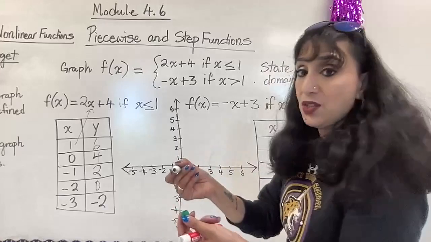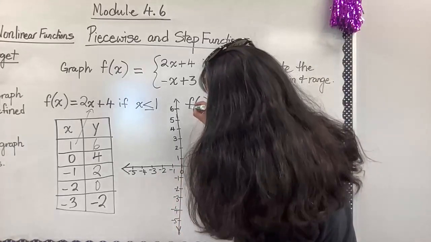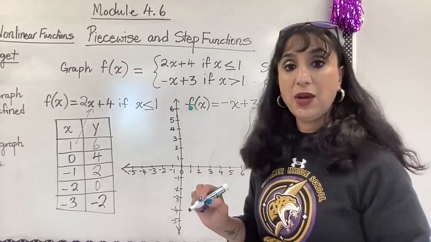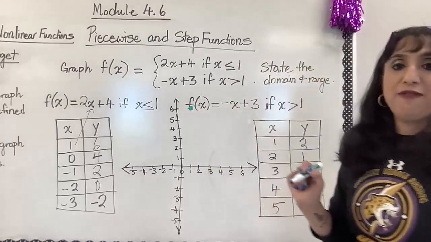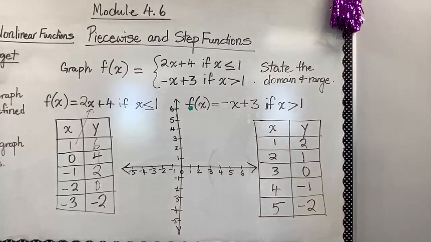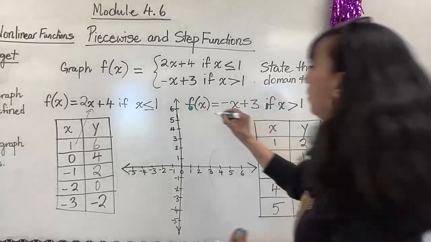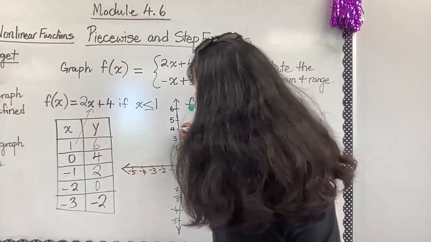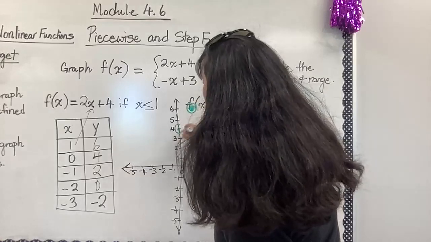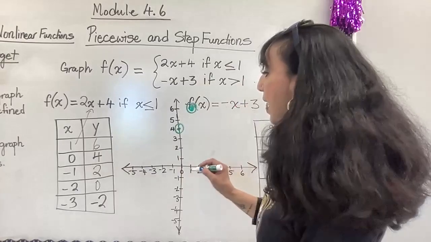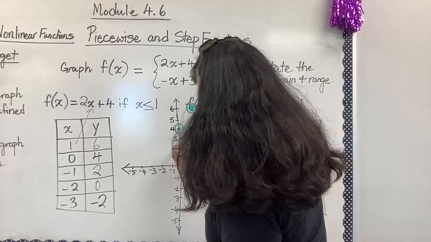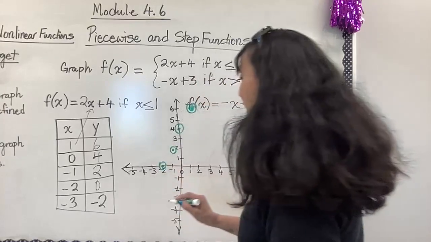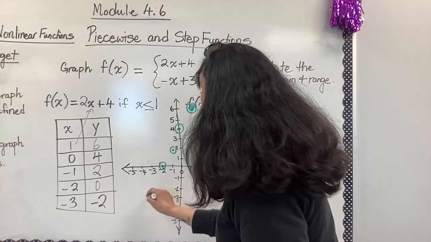So I'm going to use green to show you this one. This is 1, 6. I'm going to go all the way up here. And look, it's going to be a closed circle. Okay? And here is my ordered pair for 1, 6. And then I am going to plot all the other points. So this one is my closed circle. Okay? And I have 0, 4. So these are my ordered pairs. Okay? Then I have negative 1, 2. I have negative 2, 0. And I have negative 3, negative 2.